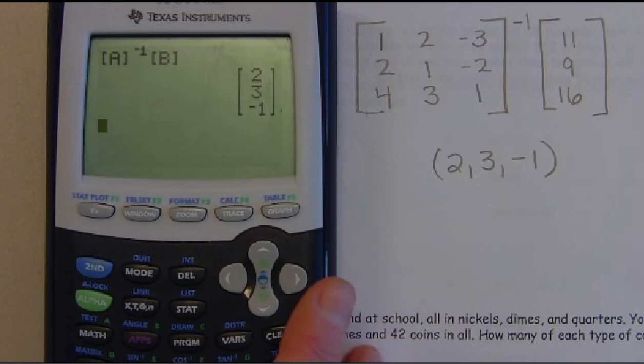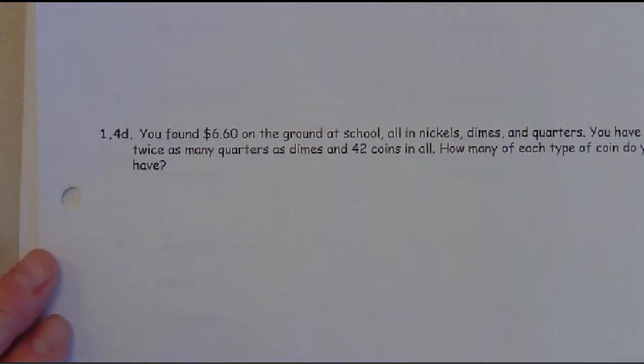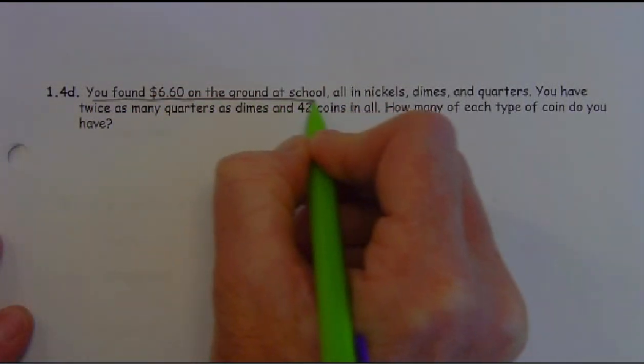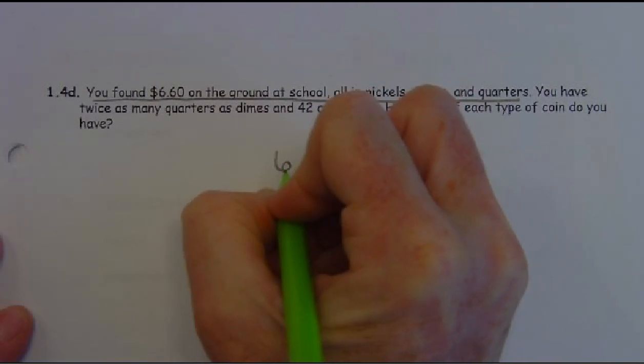All right, let's try another example. Let's take a look at this one. It says you found $6.60 on the ground at school, all nickels, dimes, and quarters. So we're going to start with that. My total amount of money is $6.60.